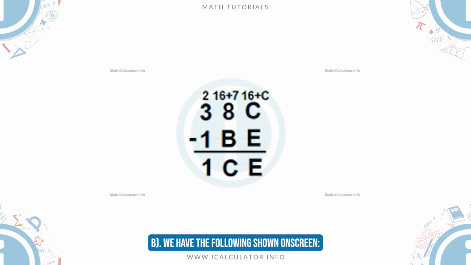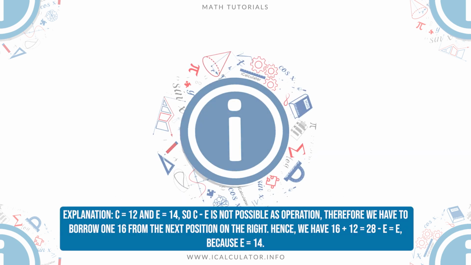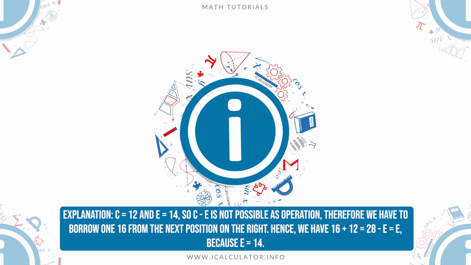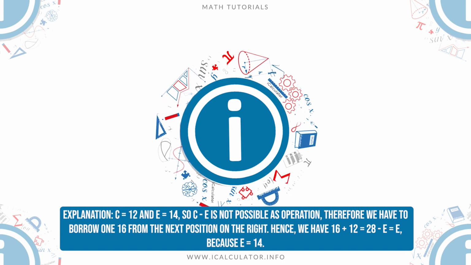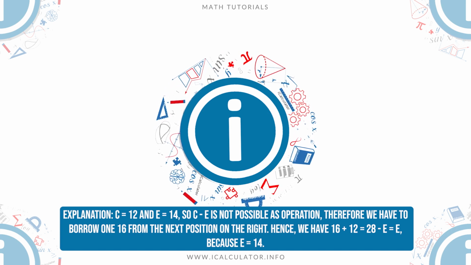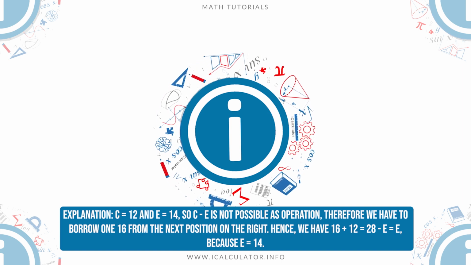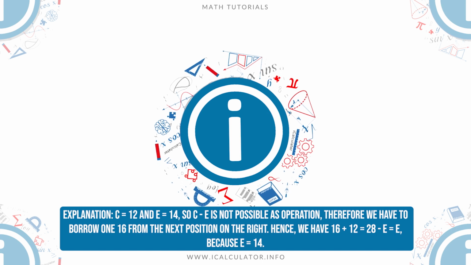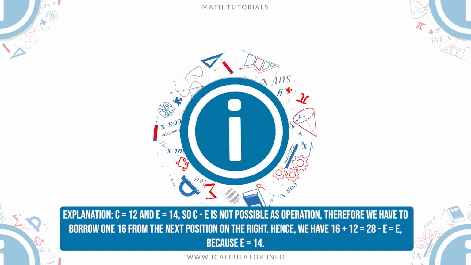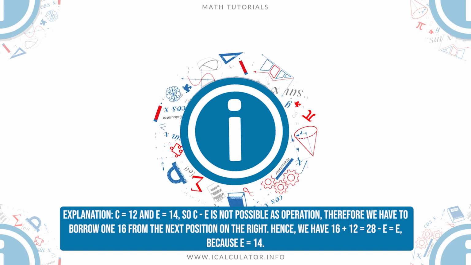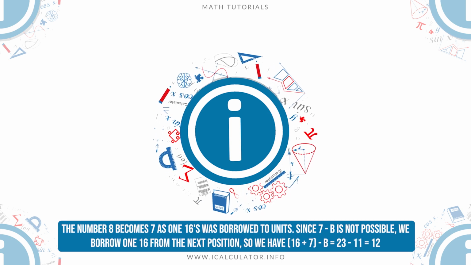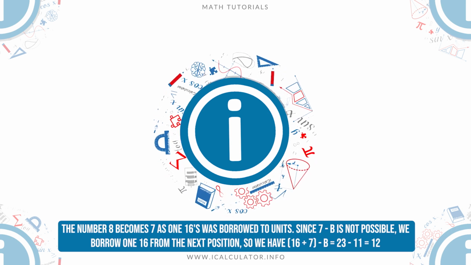B. We have the following shown on screen. Explanation: C equals 12 and E equals 14, so C minus E is not possible as an operation. Therefore we have to borrow 1 unit of 16 from the next position on the left. Hence, we have 16 plus 12 is equal to 28, minus E equals E, because E equals 14. The number 8 becomes 7 as 1 unit of 16 was borrowed.